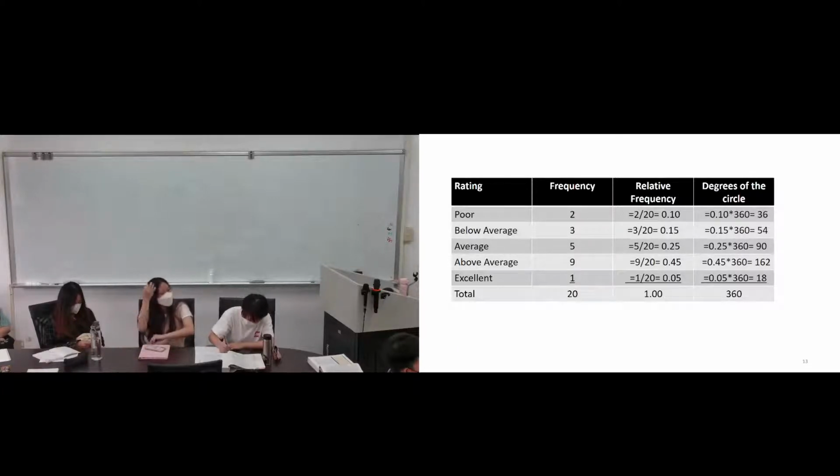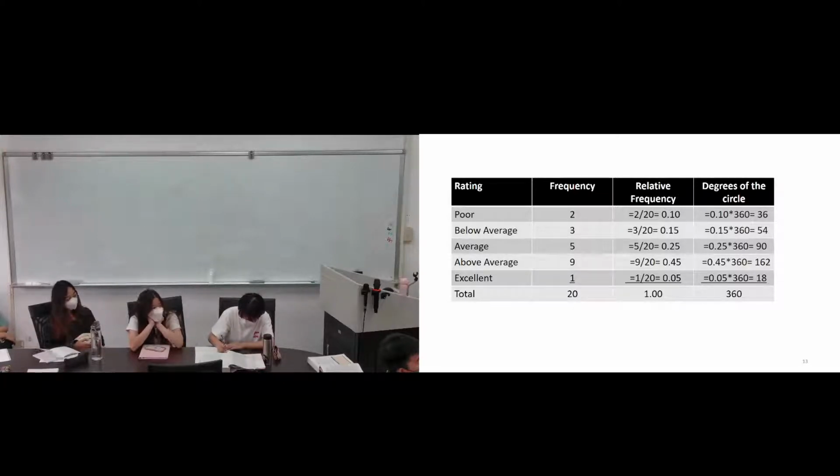And then average, the relative frequency for average is 25%. 25% multiplied by 360 degrees is 90 degrees. And then in the pie chart, we use the 90 degrees to specify the category of average.